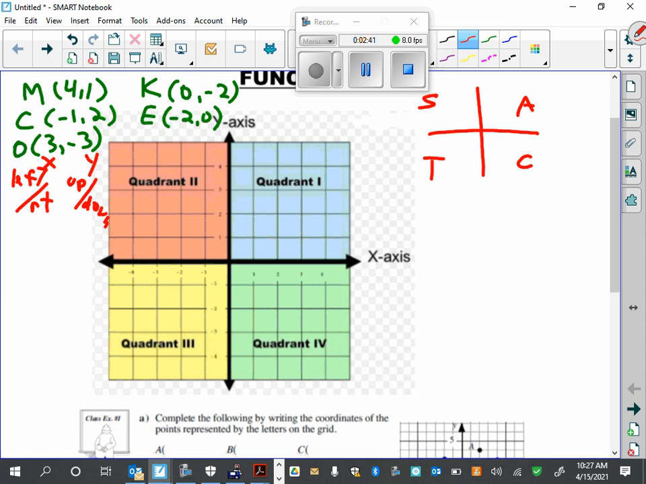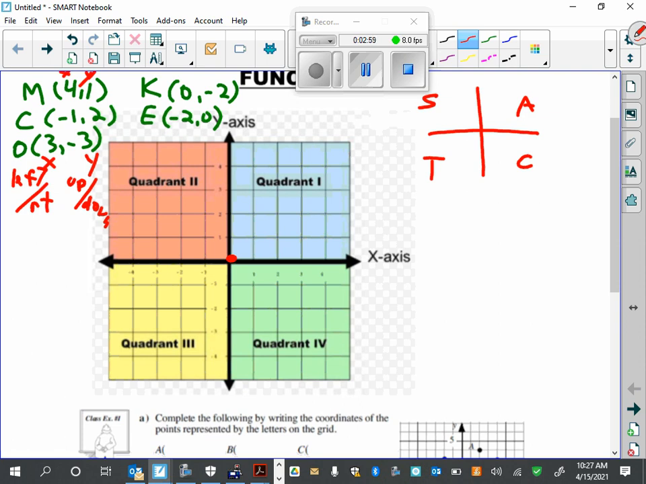Okay, it goes in alphabetical order. Your x coordinate is the first one you see. Your y coordinate is second, just like the alphabet, x and y. You always start with the x first. You should always start from the origin, 0, 0. And then this is a roadmap to the house.